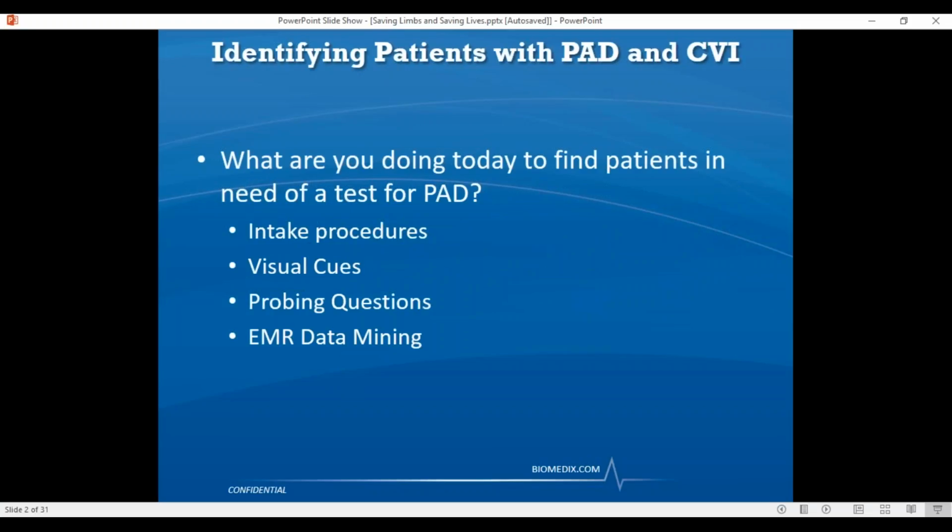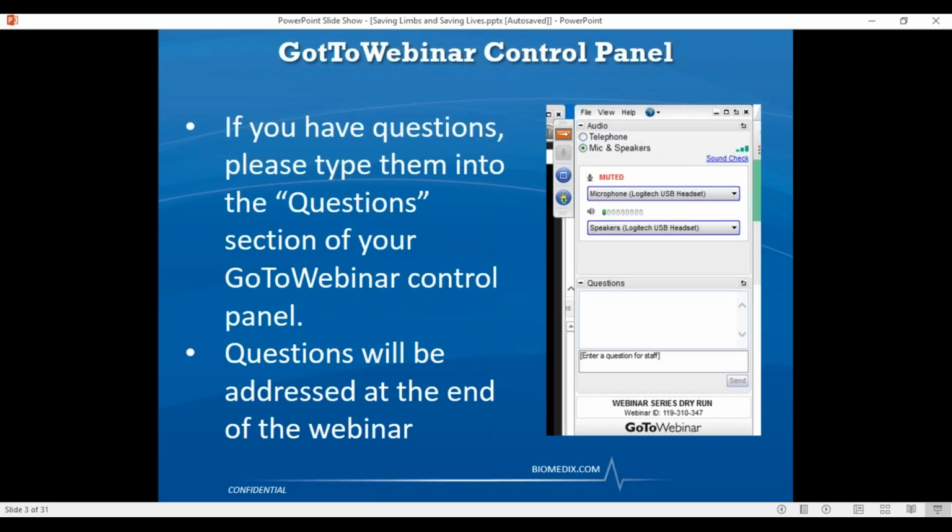Today, our focus is going to be on identifying patients for PADnet testing. We will look at intake procedures, visual cues, probing questions, and data mining your EMR. If you have any questions throughout the webinar, please type them in your GoToWebinar chat window, and they will be addressed at the end of the webinar.